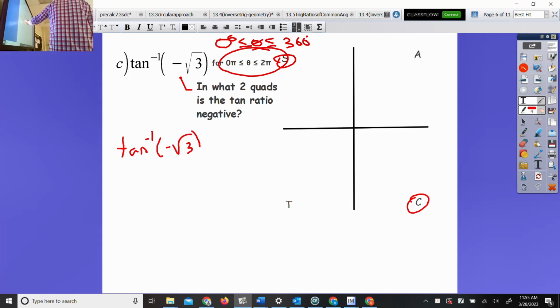On a multiple choice test, are you going to pick that answer? You probably are. Should you? Why not? What does the angle have to lie between? 0 and 360. It can't be negative 60. So you can't directly use the answer, but you can draw it, can't you?